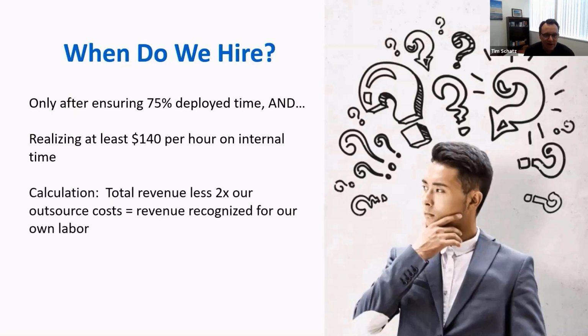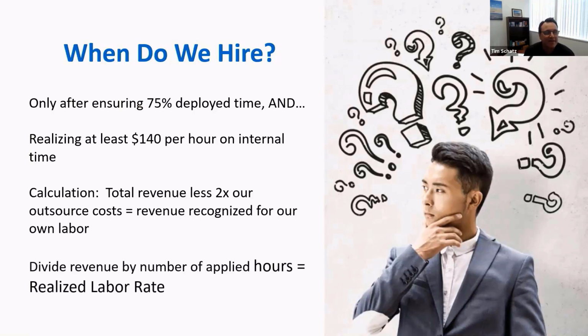And the calculation, we've already gone through this, is the revenue less 2 times our outsourced cost equals the revenue that is applicable and recognized for our own internal labor. So we take that dollar amount, divide by the number of hours that our technicians told us through our PSA, how many hours did you spend servicing this type of customer? It's based on their time logs that they told us how much time they spent servicing those customers, and that'll give us a realized labor rate.